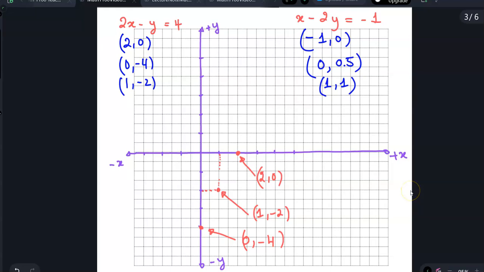So let's connect this. Are they on the same graph? Yes, they are. They stay on the same graph. Okay, so I will get this in blue. Okay, very good. So I'm going to label this as 2x minus y, so let me write it down here.